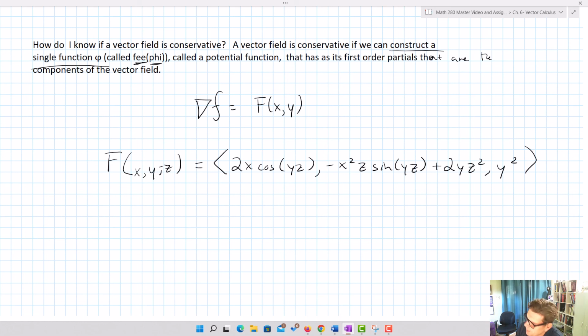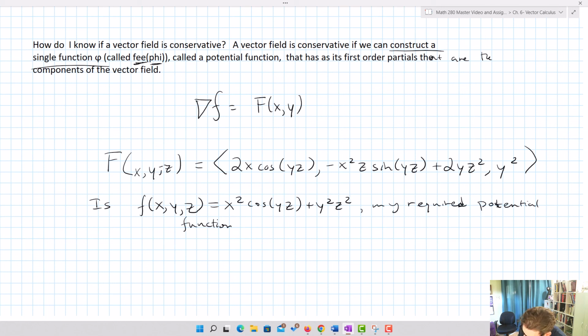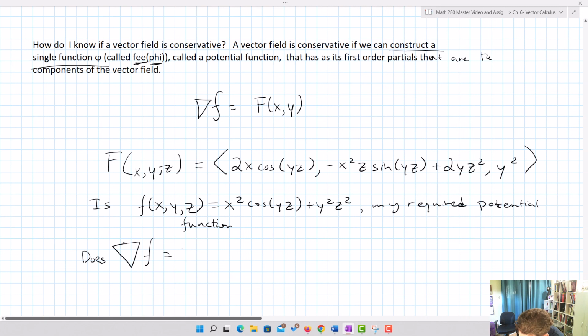So let's say, for example, I want to know, is f of x, y, z equal to x squared cosine yz plus y squared z squared my required potential function? Does the gradient of f equal f of x, y, z? That's basically what we're asking, okay?